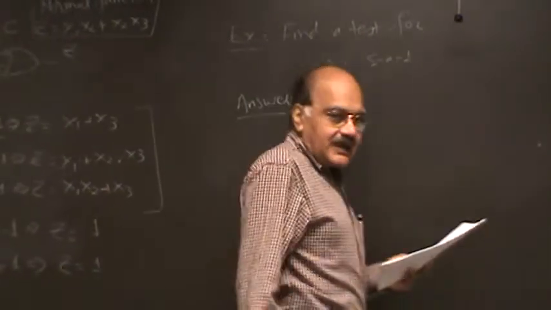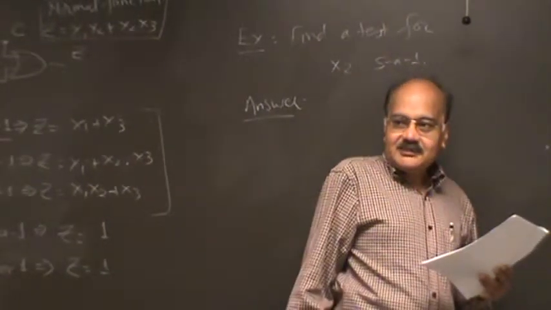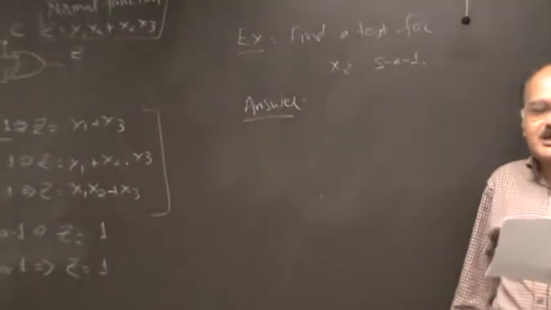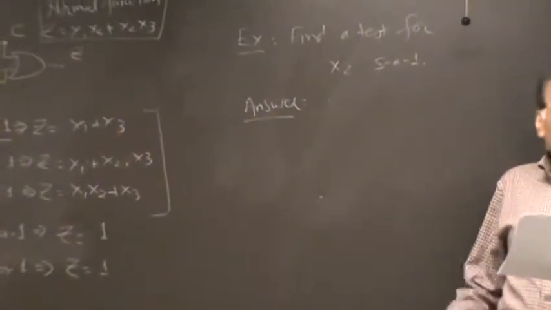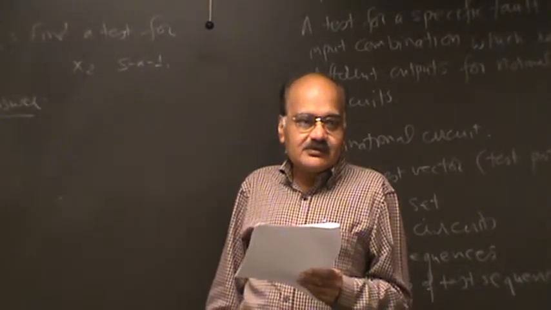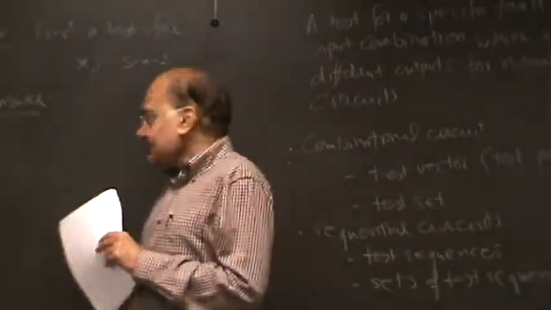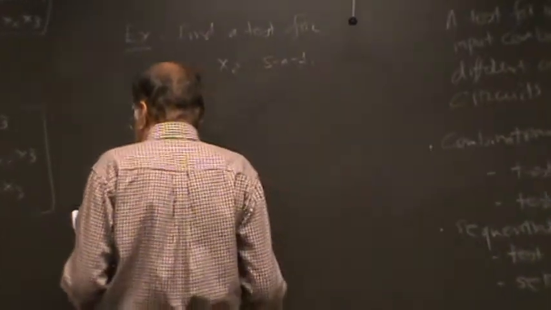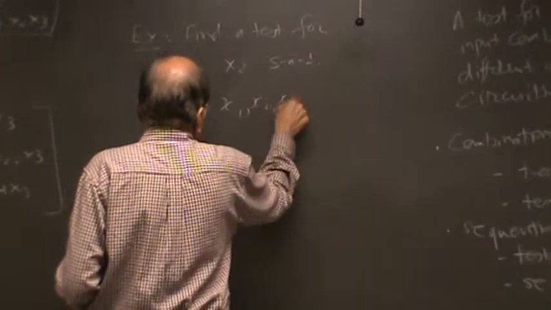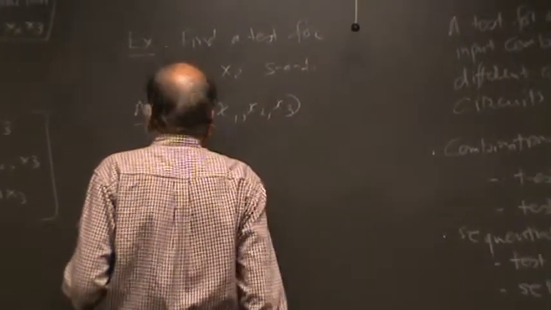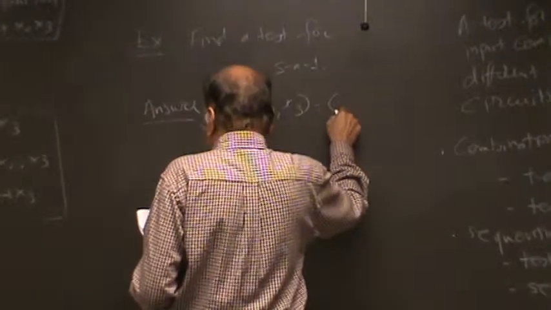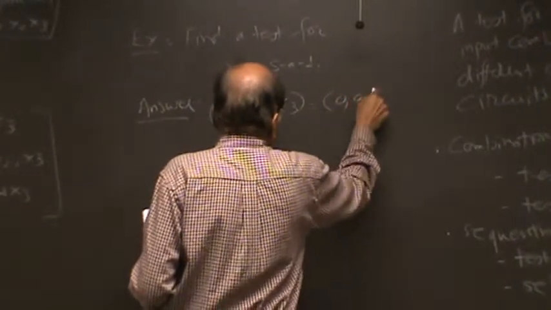right now don't ask how I got the answer, but you can check if the answer is correct. And later on, we are going to look at the problem of test generation. So we are going to see how we find the answer, but let's just check out the answer and see if that is correct. So the vector x1, x2, x3 equal to 0, 0, 1.